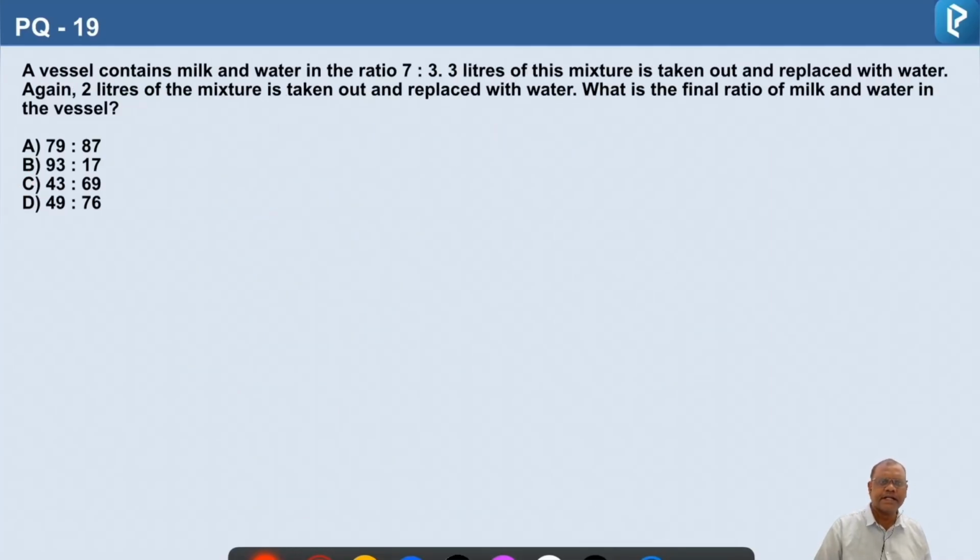Question number 19. A vessel contains milk and water in the ratio of 7:3. 3 liters of this mixture is taken out and replaced with water. Again, 2 liters of the mixture is taken out and replaced with water. So what is the ratio of milk and water in the vessel?